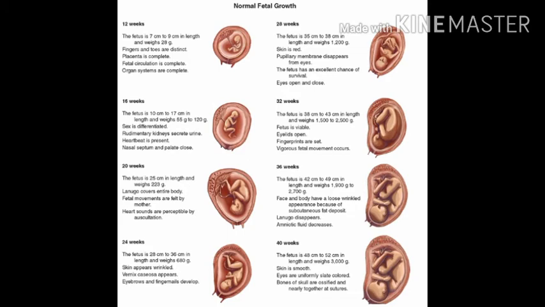By the end of 8 months, the fingerprints are set and the fetus shows vigorous movements. By this time, the fetus will also turn upside down and undergo the next period of development. At the end of 9 months, the skin is smooth, the bones of the skull are ossified and nearly together, and the fetus is now ready for delivery.